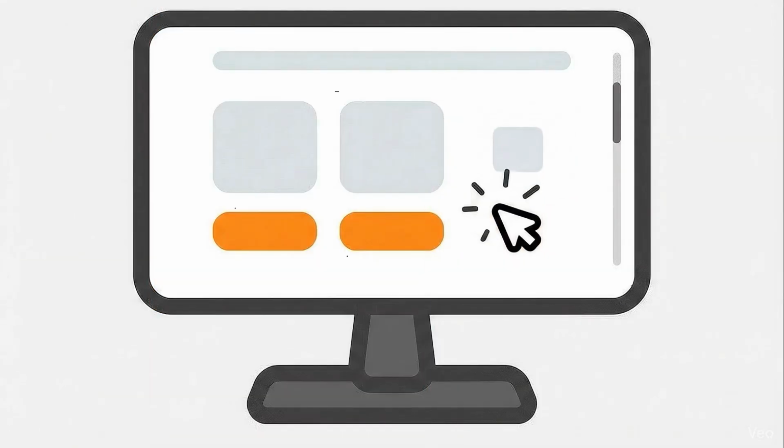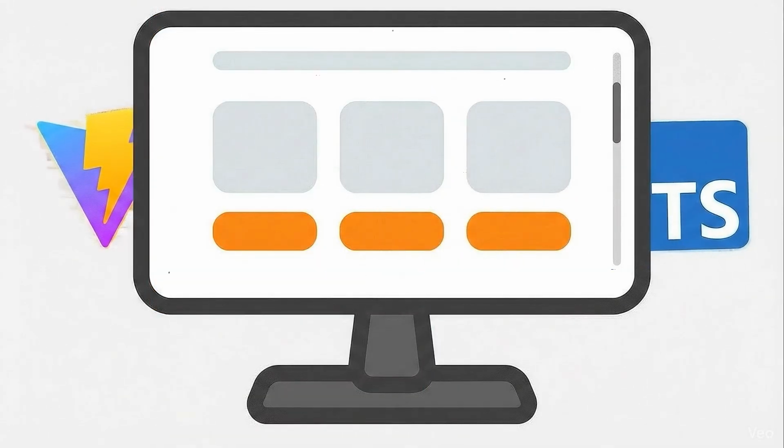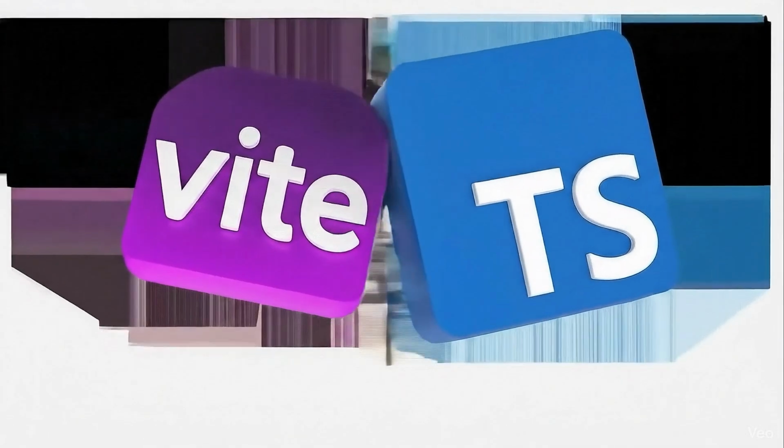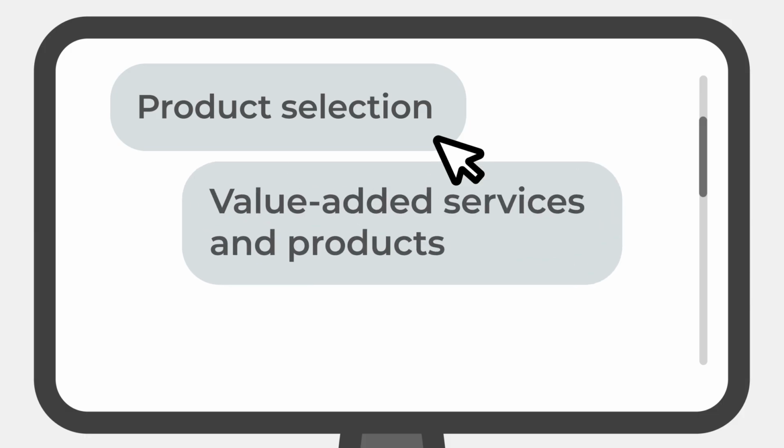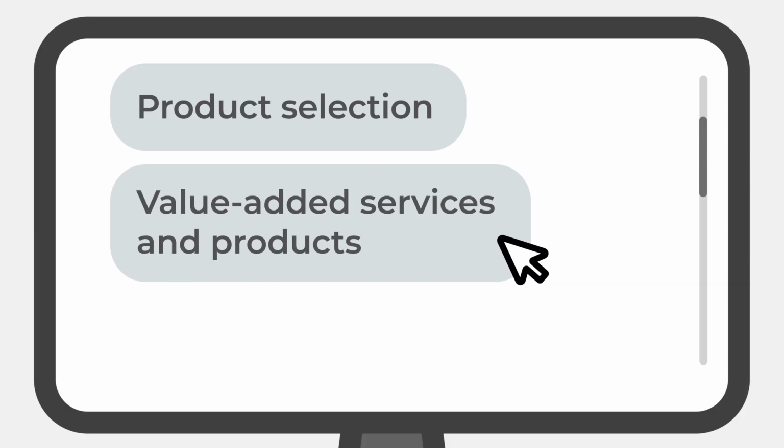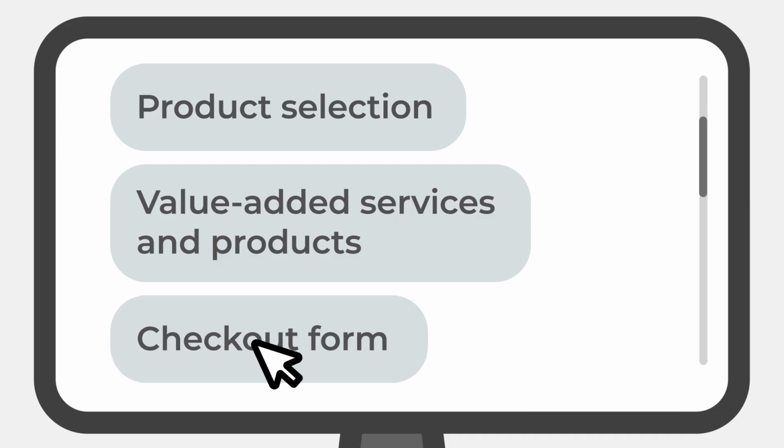Let's look at the architecture. It's a classic two-part setup. First, we have the front end. This is what users see in their web browser. It's a React application built with Vite and TypeScript. It provides the UI to capture new customers and is designed to be easy to customize. It includes the following elements: product selection, value-added services and products like IP phones, DID numbers and call recording add-ons, and a checkout form, where customers enter their credit card information.